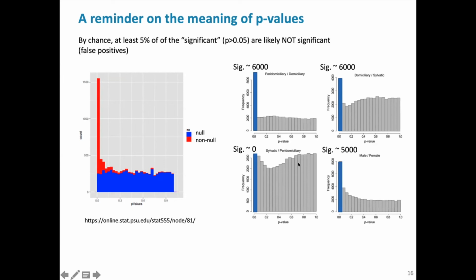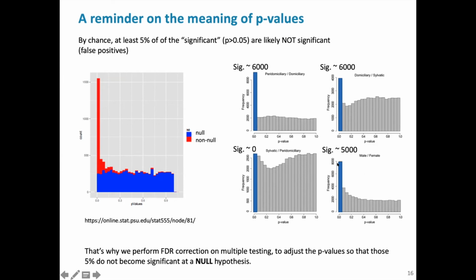Here, even though this bar has 2,000 genes, most of those are probably not differentially expressed actually. And this one also has 5,000. So always take p-values with a grain of salt, in what you consider significant or not.